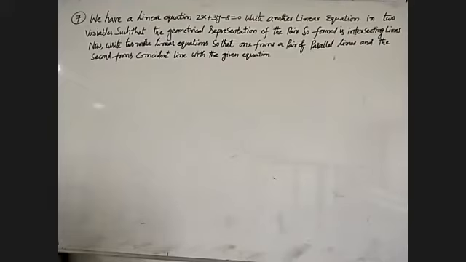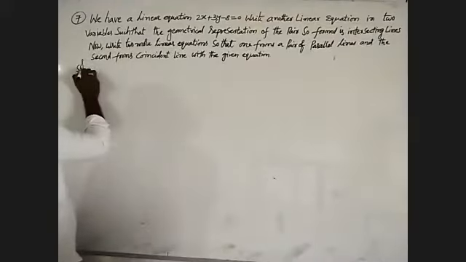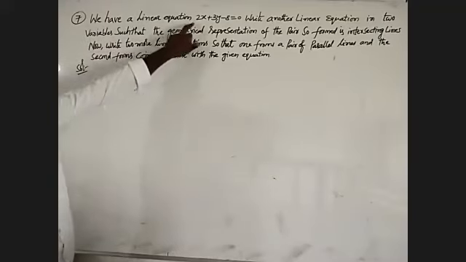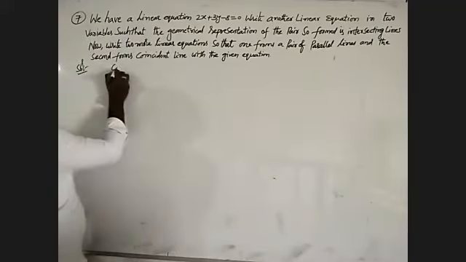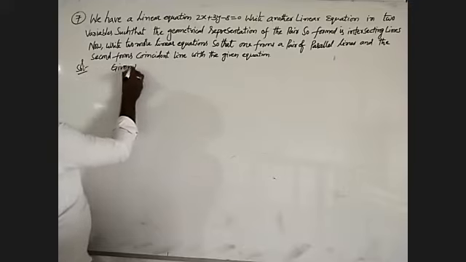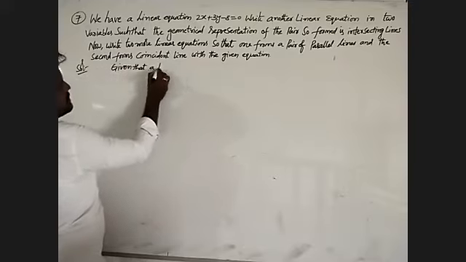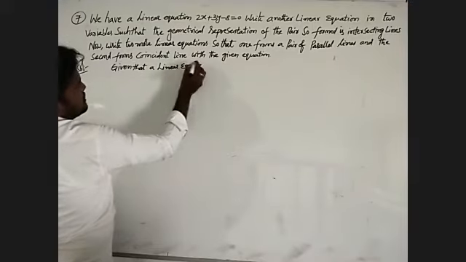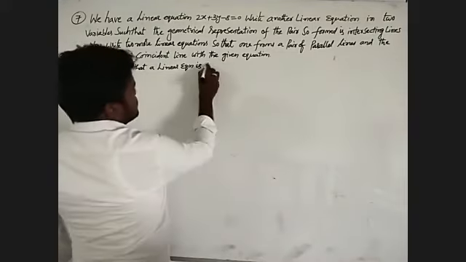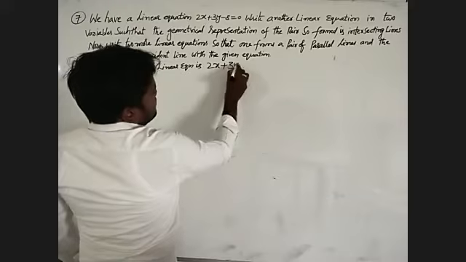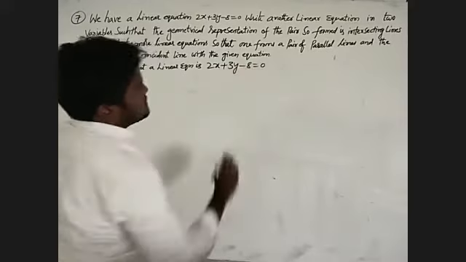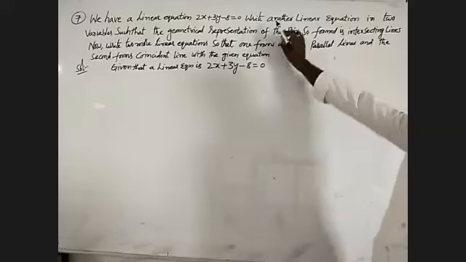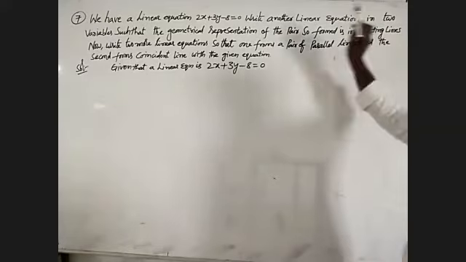Listen, what is given in this problem? We have a linear equation, that means given that a linear equation is 2x plus 3y minus 8 becomes 0. And what we have to find out in this one? Write another linear equation in two variables.